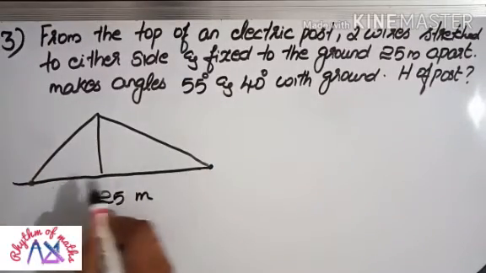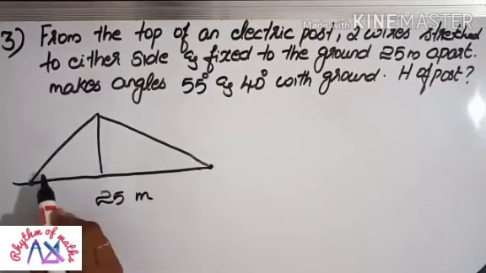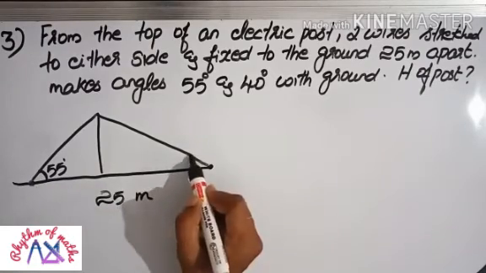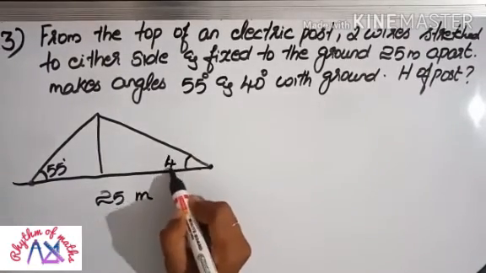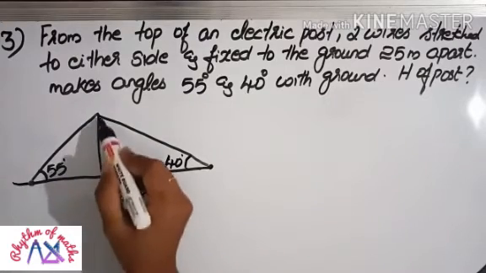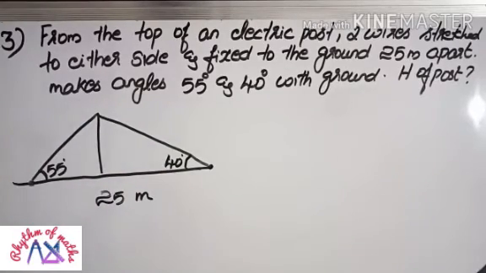Here which angle will be 55 and 40? This is the wide angle, that means this is the large one. So 55 degrees will be here. This is short, that means 40 degrees will be here. Okay, now we have to find the height of the post. That means this measurement we have to find. So this is a rough figure.